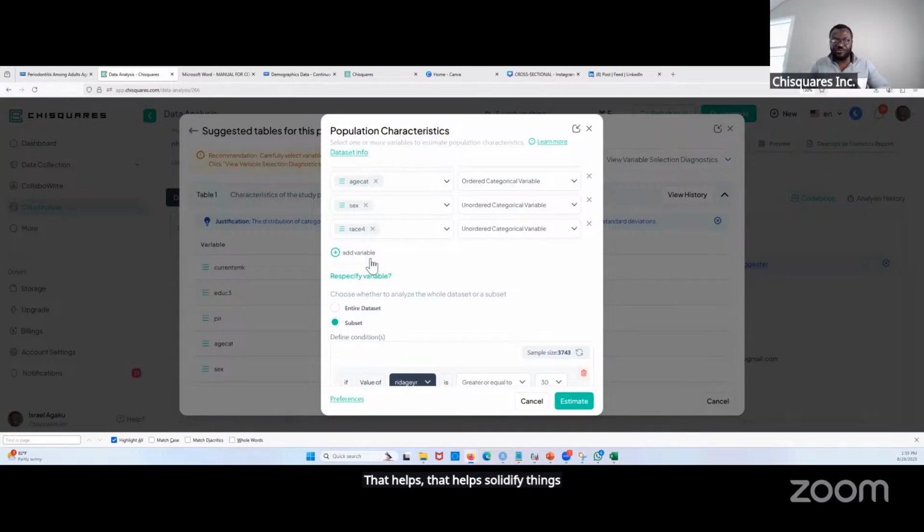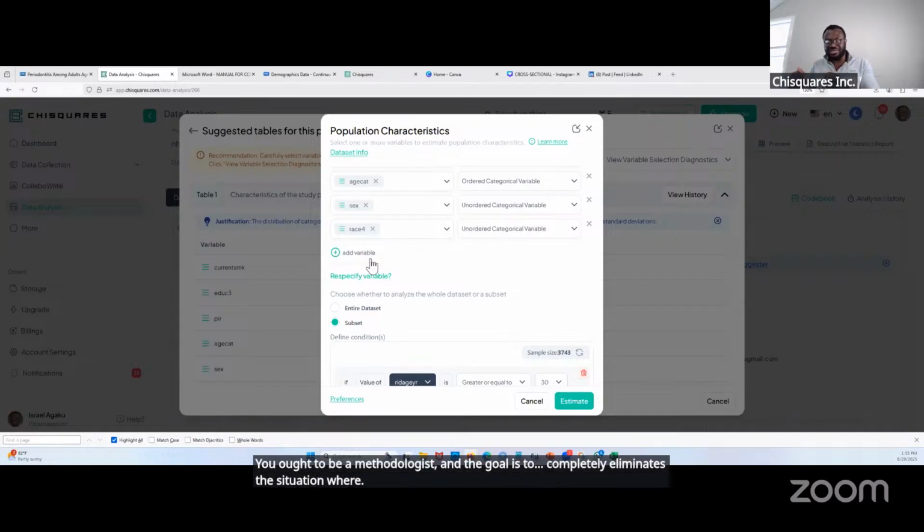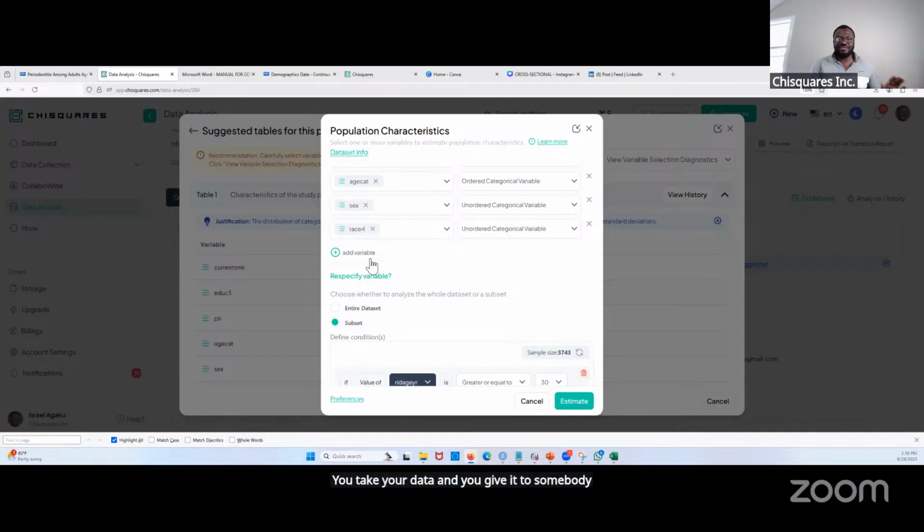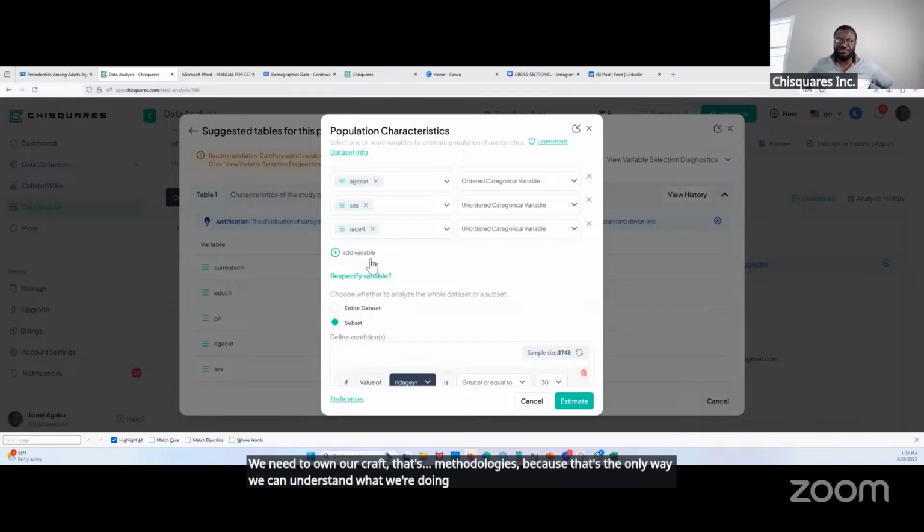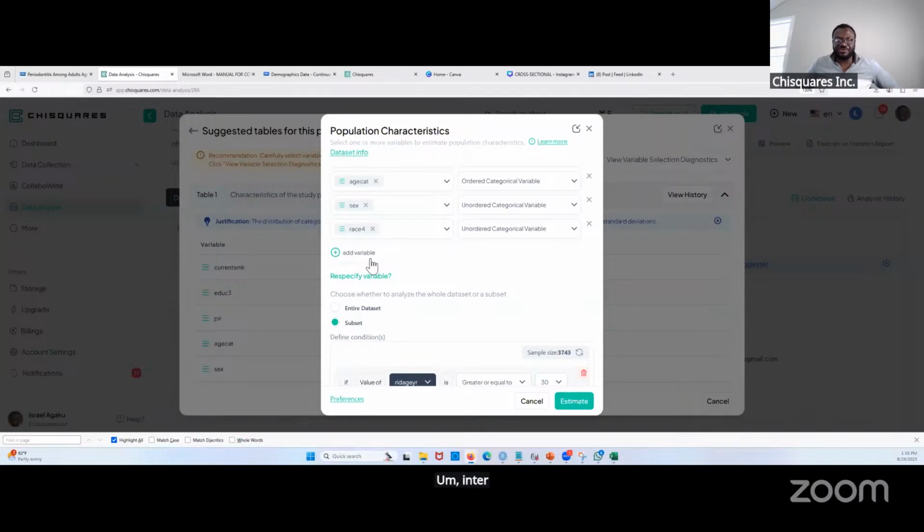We all are methodologists, right? If you're doing research, you ought to be methodologists, and the goal is to completely eliminate this situation where you take your data and give it to somebody and say, hey, analyze my data, or hey, design my study for me. No, we shouldn't be doing that. We need to own our craft as methodologists, because that's the only way we can understand what we're doing and be able to interpret our results correctly.